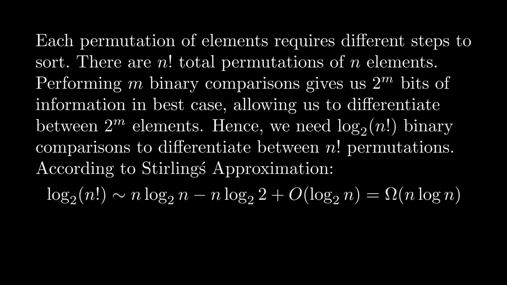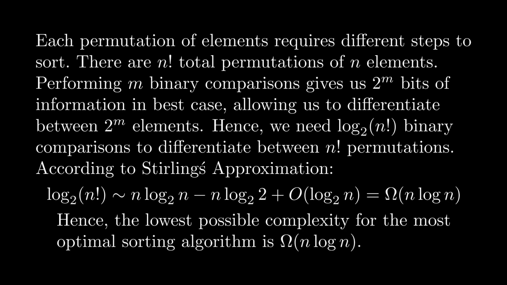By Stirling's approximation, we have that log base 2 of n factorial is approximately n times log base 2 of n minus n times log base 2 of e. Hence, we have that the complexity of sorting is given by omega of log base 2 of n factorial, which is omega of n log n. Therefore, the sorting algorithms described earlier are within a constant factor of the theoretical limit of comparison-based sorting algorithms, meaning that any further improvements to the sorting algorithms would only produce constant time speedups.